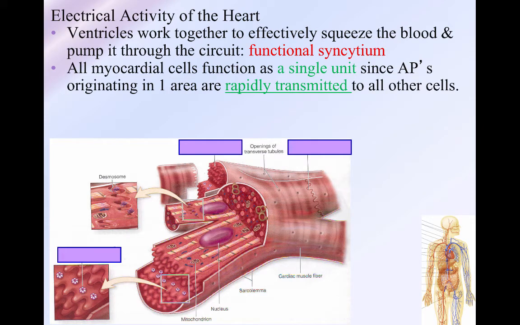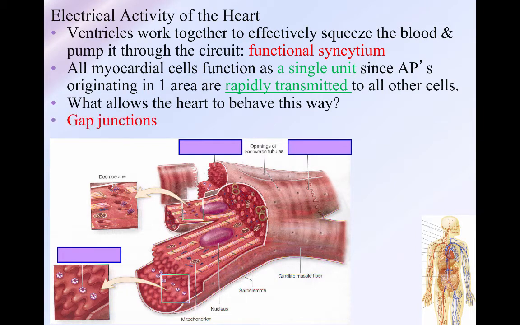The reason that they're able to do that is because the action potentials that start in one area are very rapidly transmitted to all of the myocardial cells. And we've talked about the reason for this back when we discussed the nervous system and synaptic transmission. The thing that allows myocardial cells to do this is what are known as gap junctions.